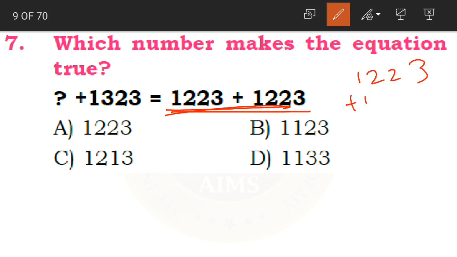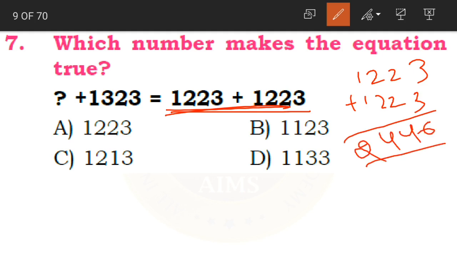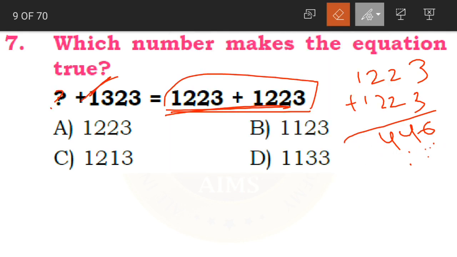1223 plus 1223. 3 plus 3, 6. 2 plus 2, 4. 2 plus 2, 4. 1 plus 1, 2. What is the sum? 2446. Now again we are having the sum and one addend. To find out the other addend, what should we do? We should subtract the addend from the sum.